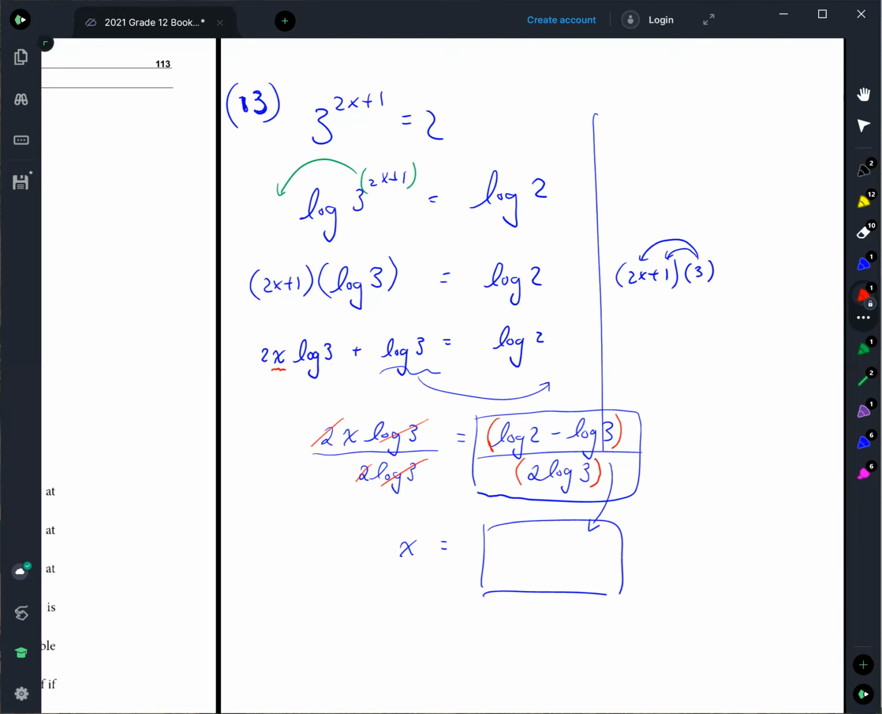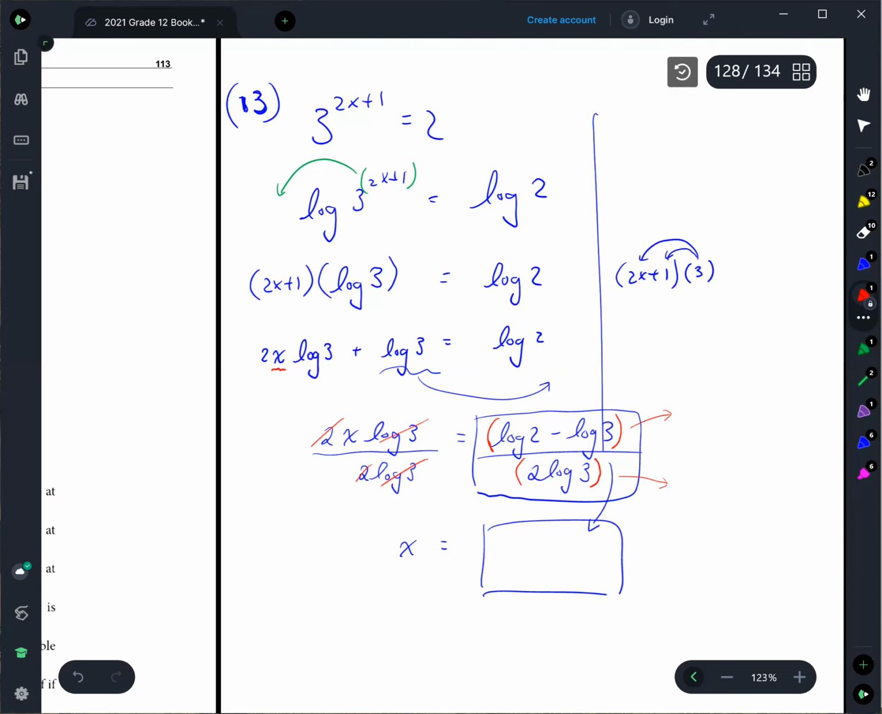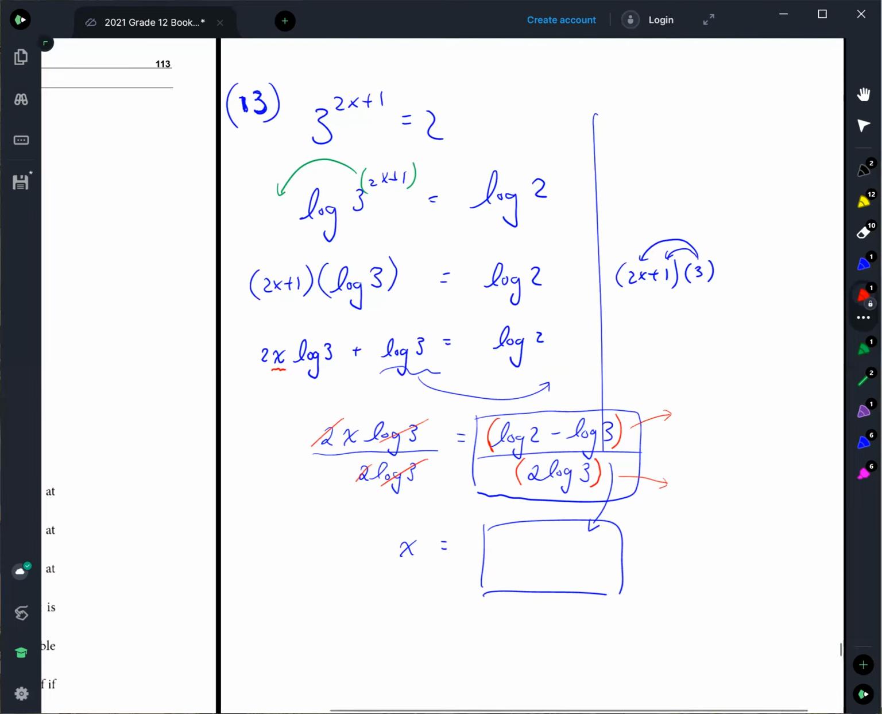So a safer way is just to figure out the answer for the top, figure out the answer at the bottom, and then divide them. But if you want to type everything in, make sure you have brackets, okay? Because I think some of you got the right steps, but it's the last step, when you type it into the calculator, you got it wrong.